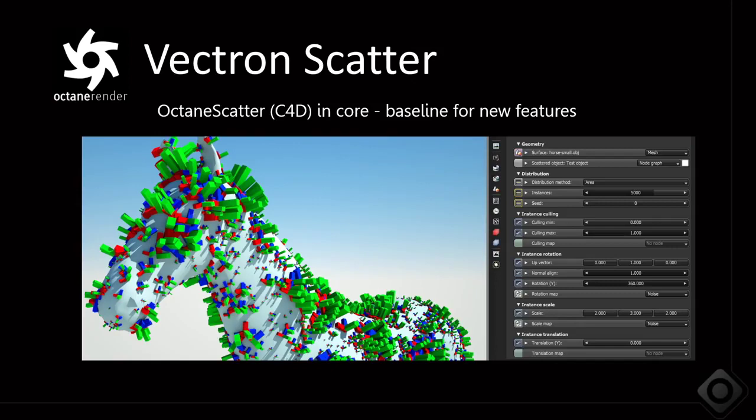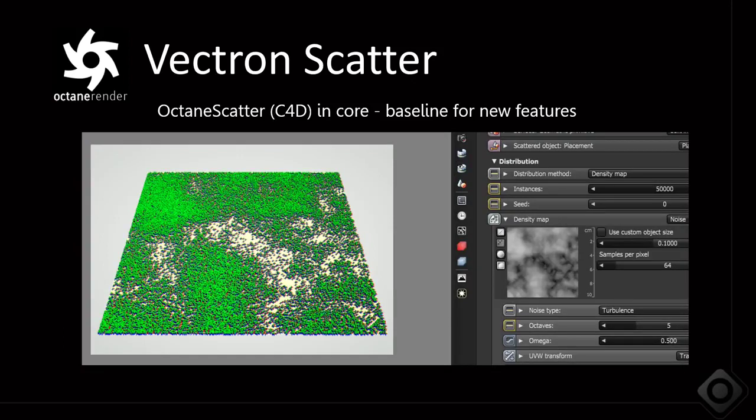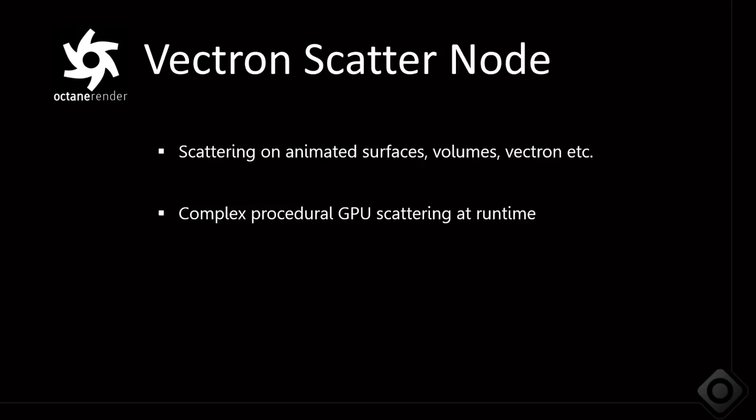We want to make that work in the core so that we can eventually start to support new features and plug in other things that are inside of the Octane core system into that at a deeper level, a little bit like what we're doing with Spectron scatter nodes. So you'll be able to scatter across animated surfaces. You'll be able to scatter on Vectron volumes. Vectron doesn't even show up in a lot of host tools. We're actually working on that.